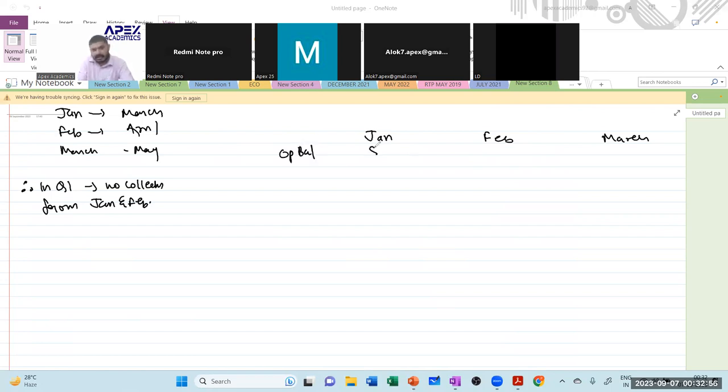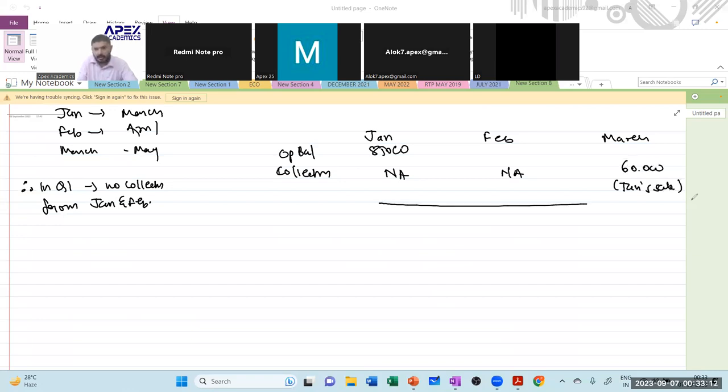Opening balance, they said, was 85,000 rupees. There is opening balance 85. Now I'm talking collection: not applicable, not applicable. Here I will have Jan's sales. Jan's sale is 60,000. Now I will talk about cash in hand. Currently I have in hand 85,000. Now let's talk about payment of purchase.